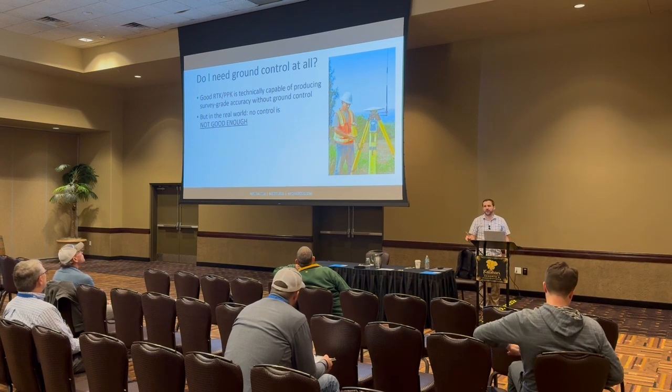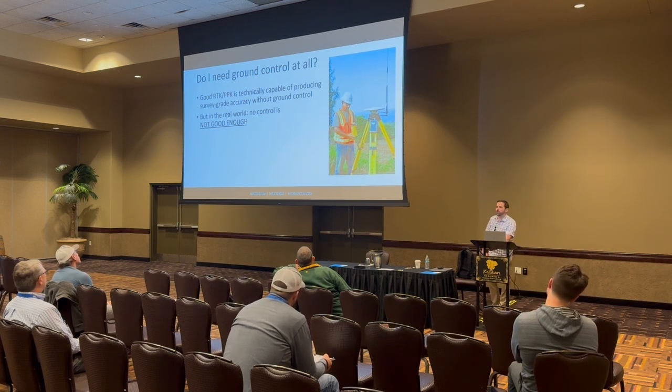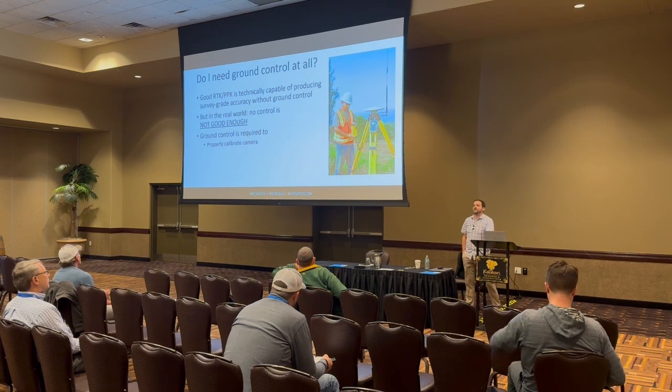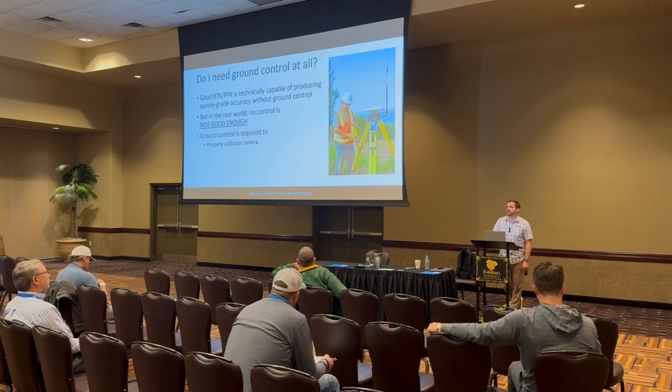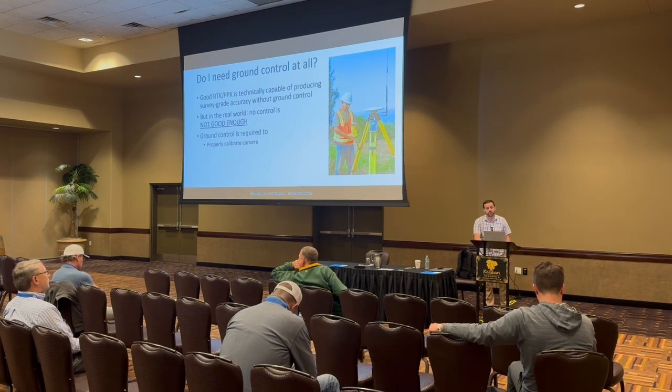But, big old but here, in the real world, in our professional opinion, no control is not good enough and is not a robust solution. Ground control is required for things like properly calibrating the camera, because even if your RTK is absolutely perfect, that tells you where the drone was, and you don't particularly care about where the drone was, you really care about where the ground is. And the vertical error is actually much more sensitive to camera calibration with medium quality cameras than horizontal, but it's really important for calibrating the camera.